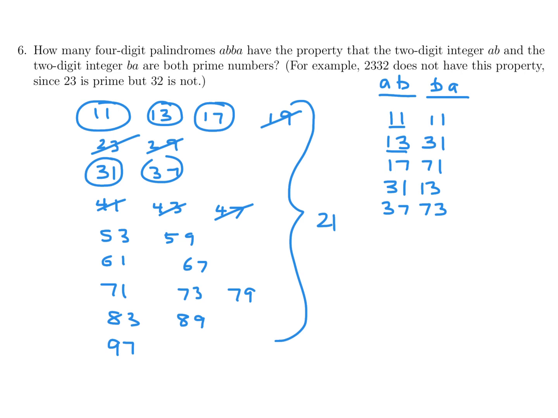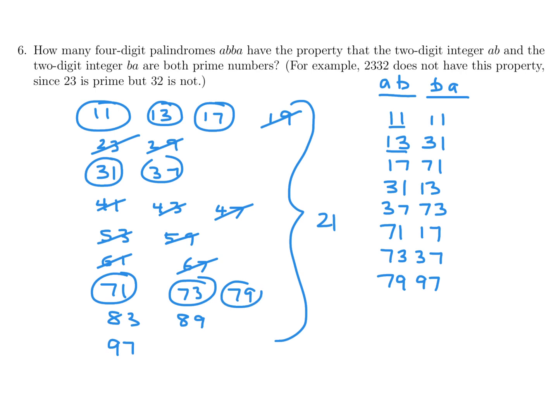53, let's see, that would be 35 and 95. Those will not work because those are not primes. These are not going to be primes when you flip them. 71 is 17. 73 is 37. 79, yeah, 79, 97. Okay, these two won't, and then 97 is 79, which is a prime.